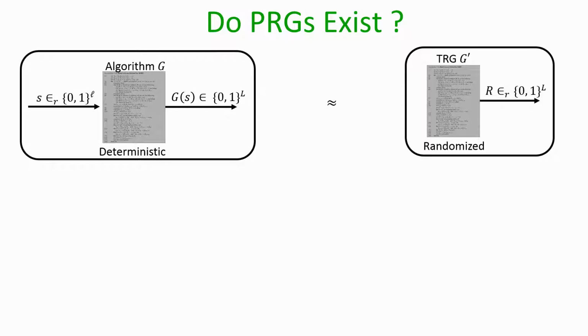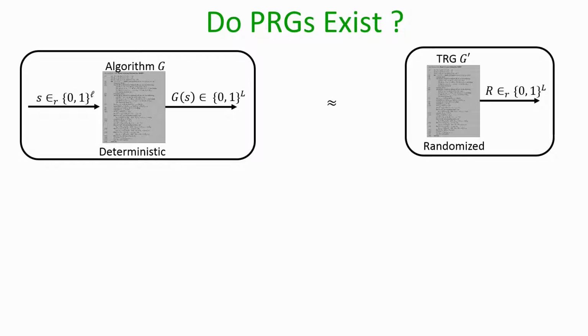So, the question that we want to answer is, do PRGs exist? Recall that in the last lecture we had seen that if you have a pseudo random generator, then using that you can design stream ciphers which allow you to encrypt long messages using a short key. So, the question that we now want to answer is, do such PRGs exist or not?